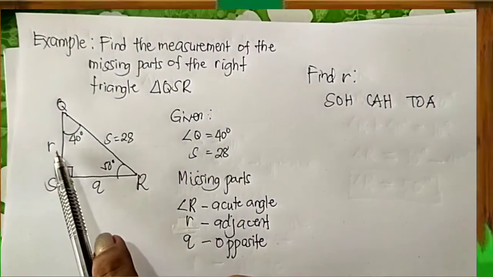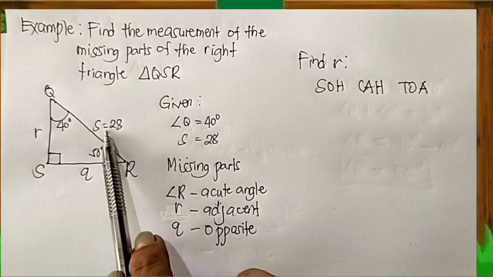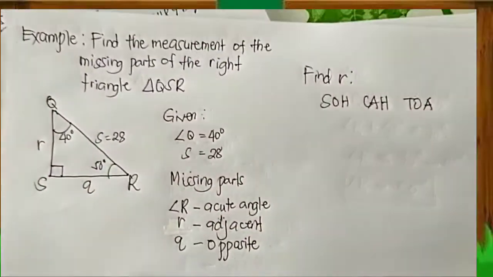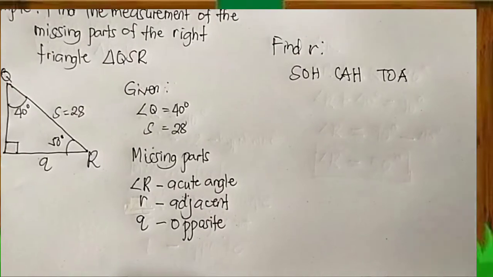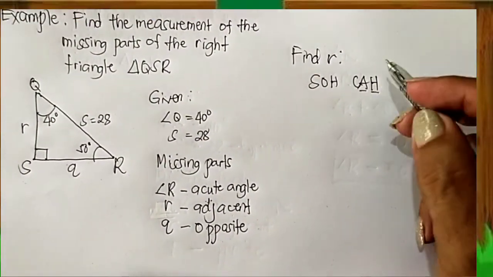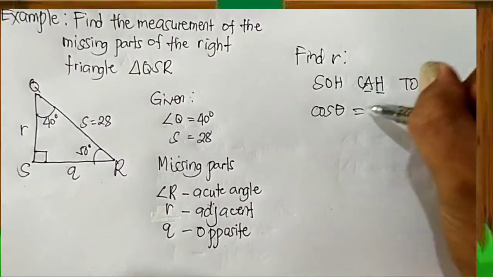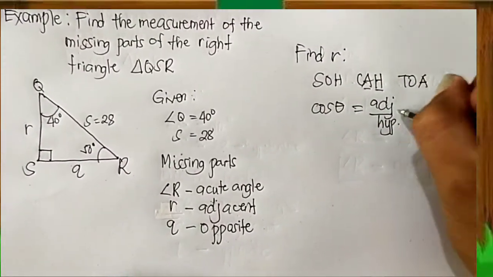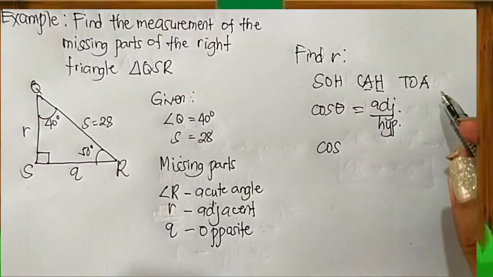So R is adjacent and the given side is S, which is the hypotenuse. So adjacent and hypotenuse is cosine. Therefore we use cosine. Cosine theta is equal to adjacent over hypotenuse.